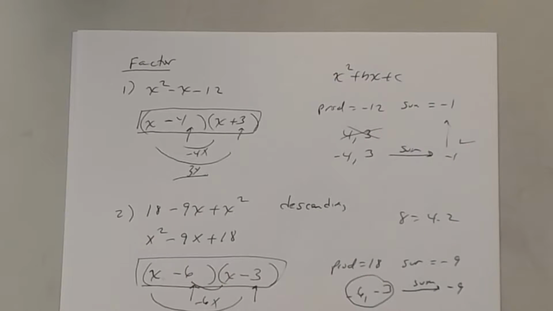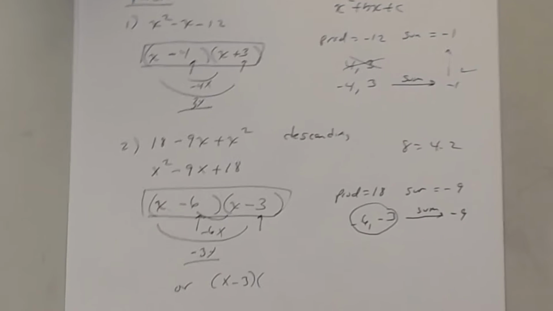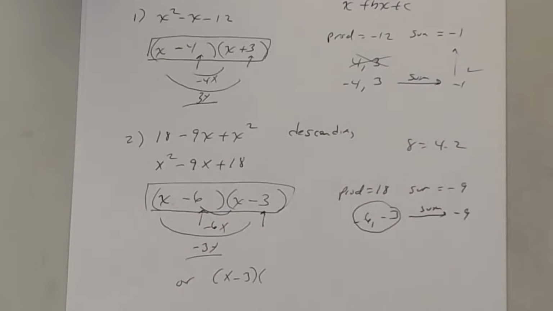Again, someone else could have put the x minus 3 first. It doesn't matter. Multiplication is commutative. The order does not matter. So x minus 3 times x minus 6 could have been the other answer.